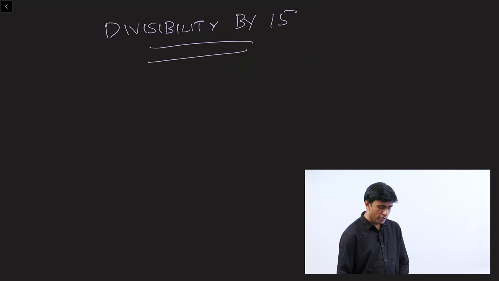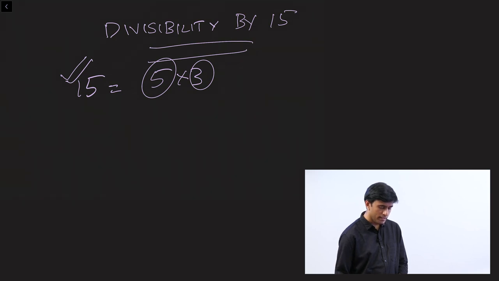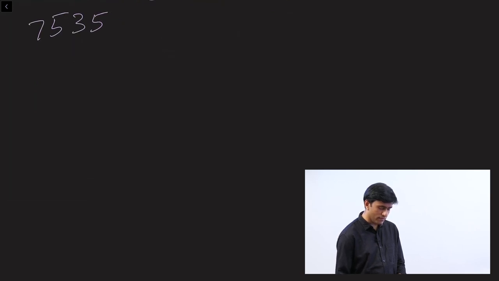Divisibility by 15. We know 15 is equal to 5 into 3. So, if a number is divisible by 5 and 3, we can say that the number is divisible by 15. Let's consider 7, 5, 3, 5. Let's see if 7, 5, 3, 5 is divisible by 15.